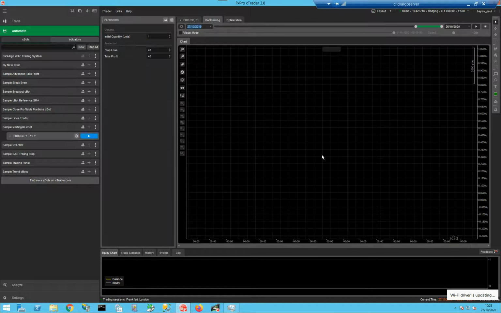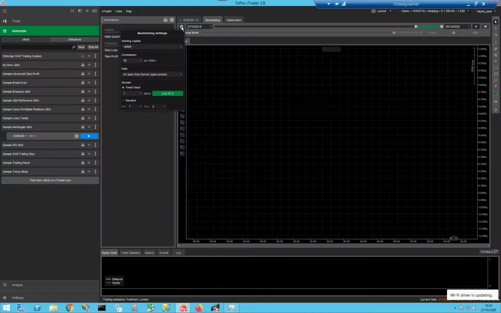And I'll tell you why, because you need to set your backtest settings. Now, to do that, it's not quite obvious, but you've got a little gear icon up there saying backtest settings. If you click on that, it gives you various options. I'll quickly go through the options.